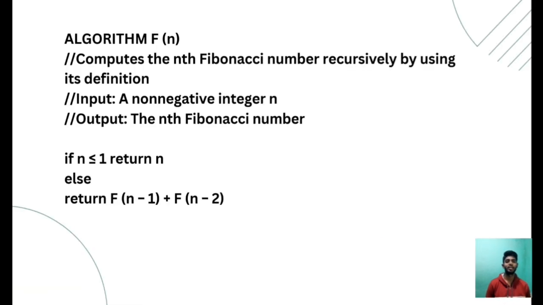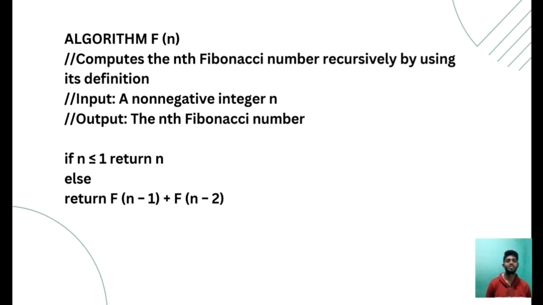Okay, this algorithm computes the nth Fibonacci number recursively by using its definition. For input, we are going to give a non-negative integer n, means it must be a positive integer. And for output, we get the nth Fibonacci number.